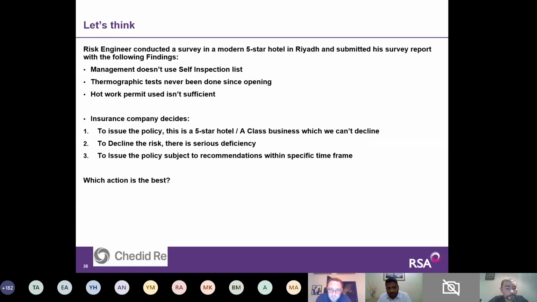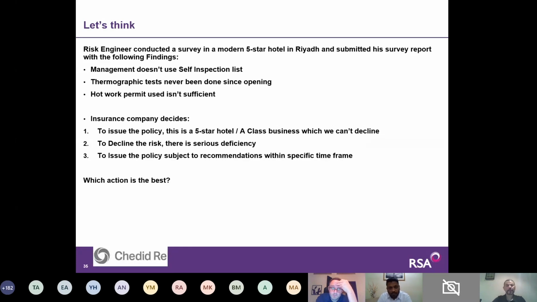We can select option number 3, to issue the policy with the subject of recommendations. This is the best answer because this is a 5-star hotel. Thermographic tests are important, but in a 5-star hotel, I don't have much high voltage cabling. It's mostly medium voltage. Thermographic tests are more important in high voltage. It's a new, modern hotel, so I don't think there will be a problem if I put a recommendation that every 5 years you need to check your cables.